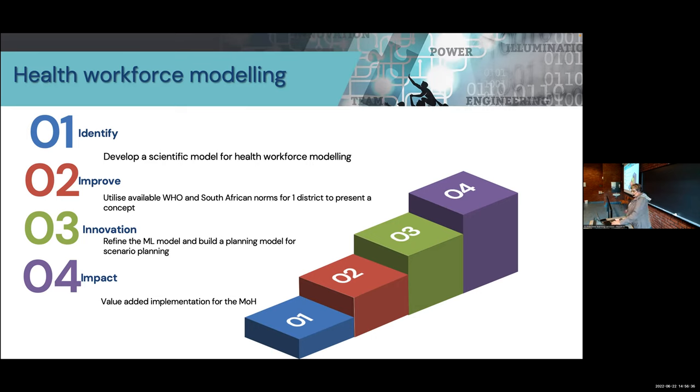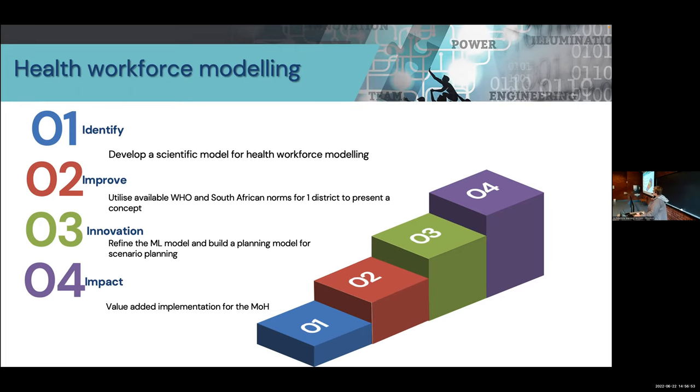And we used one district as a proof of concept. Now we are busy refining this ML model and building a planning model. And then what we're also doing is building a front end on a module that would give the ministry options to do scenario-based planning.